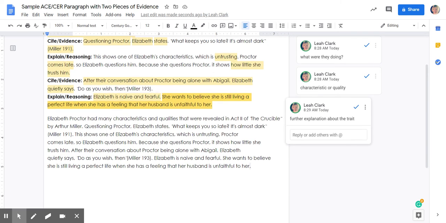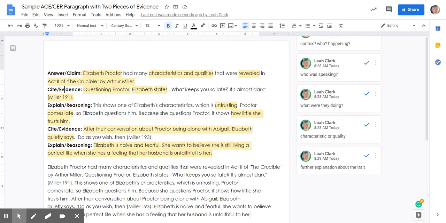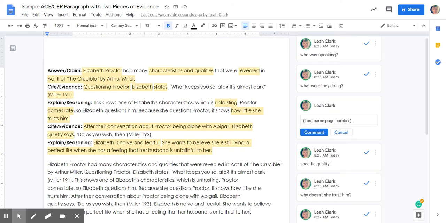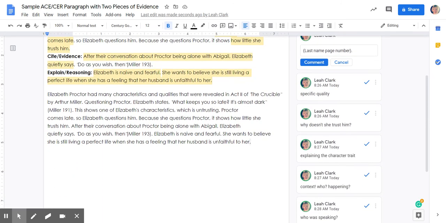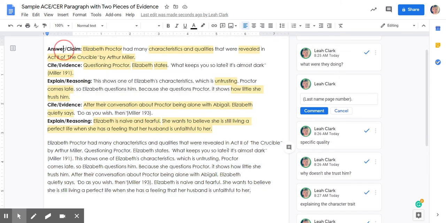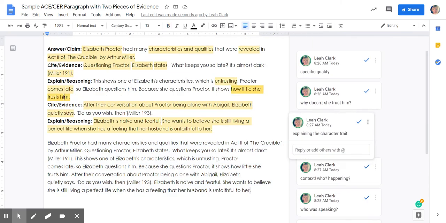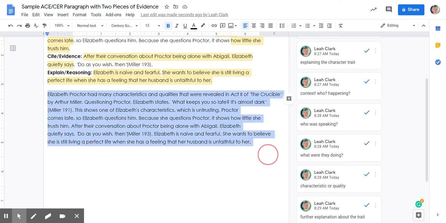I've now provided you an example as if we were to remove these organizational parts of the paragraph and were to just have this paragraph as one fluid paragraph. This is our goal, folks. This is our goal right here, that when we remove these bolded signposts, our reader has a nice, robust paragraph. Elizabeth Proctor had many qualities and characteristics that were revealed in Act 2 of The Crucible by Arthur Miller.